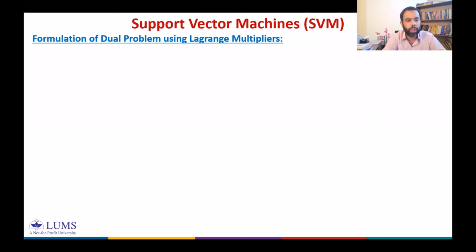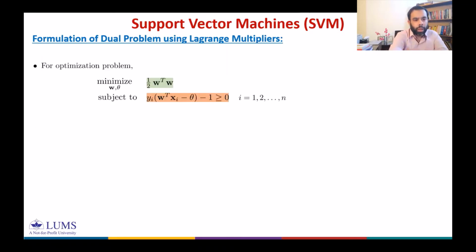Now we formulate the dual problem for the optimization problem we have in the SVM classifier. We want to minimize half W transpose W. In fact, we want to minimize the square of the Euclidean norm of W. I have added this 1/2 here because it is not going to change our optimization problem. And we require these constraints to be satisfied. We require all the points to be classified correctly, and we have n of these constraints.